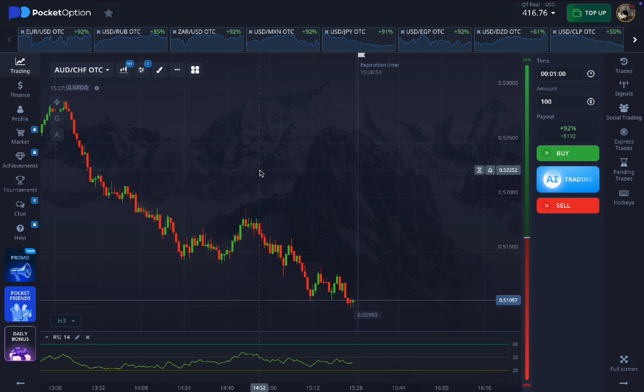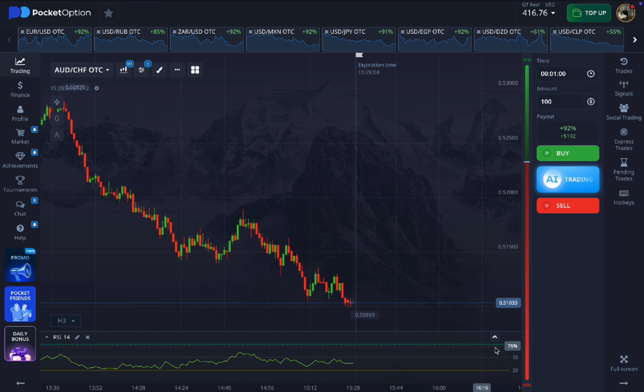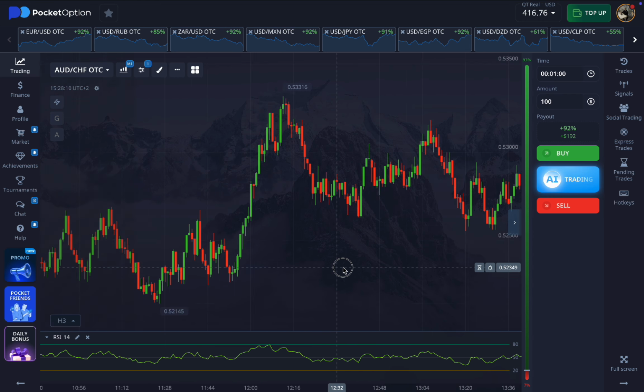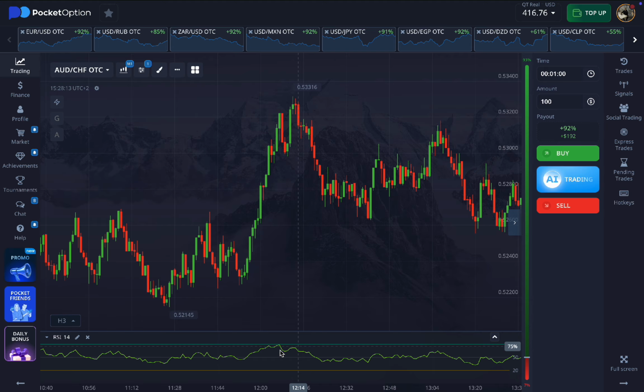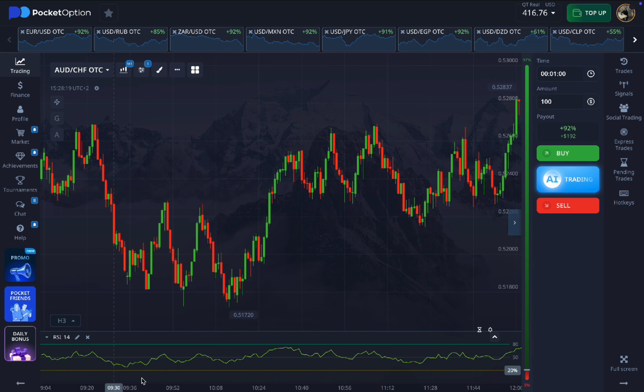We need to find a moment when the price touches one of the zones, either the overbought zone or the oversold zone. The indicator's overbought zone is 80. When the price touches this zone, it often reverses and moves down. Let's take a look at the market history. Here we see the price touched and went down. And it's the same with the oversold zone. Here the price also touched this zone and went up.